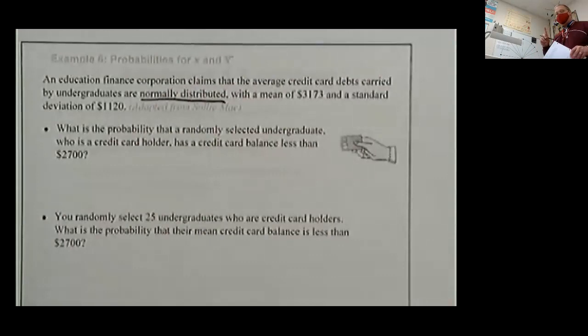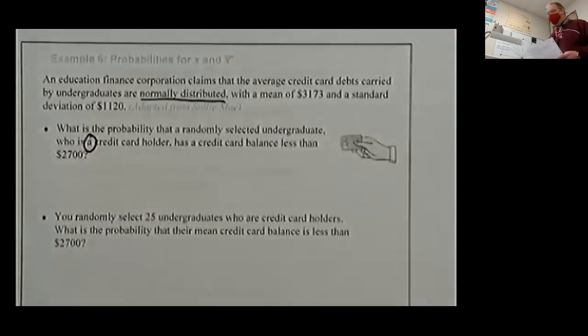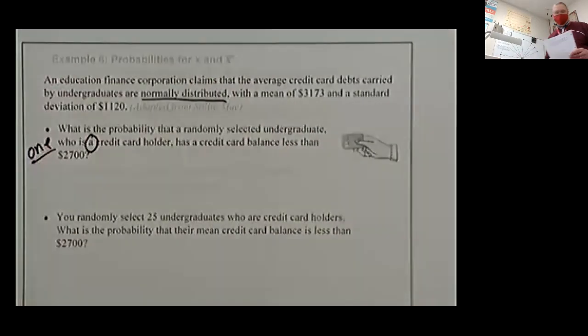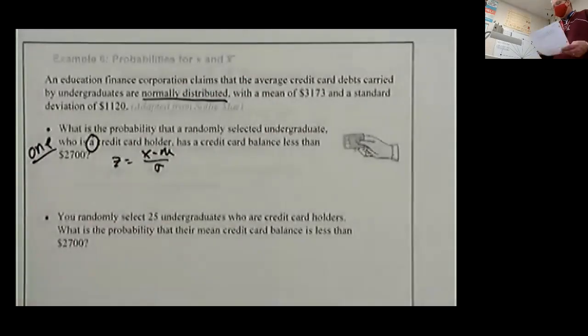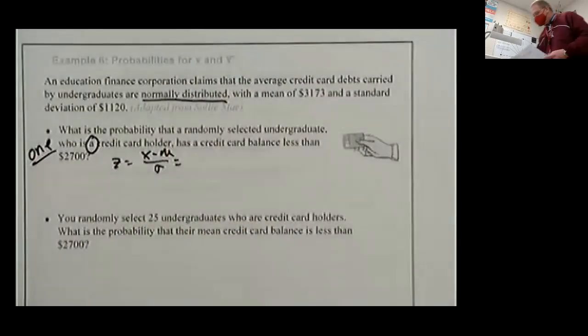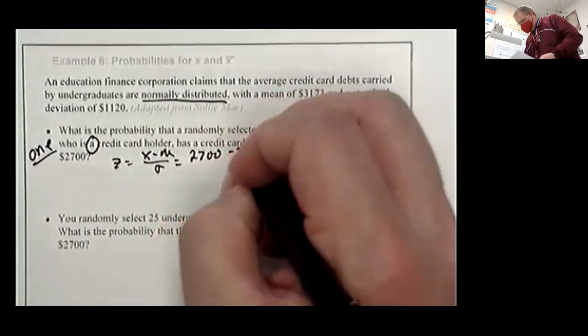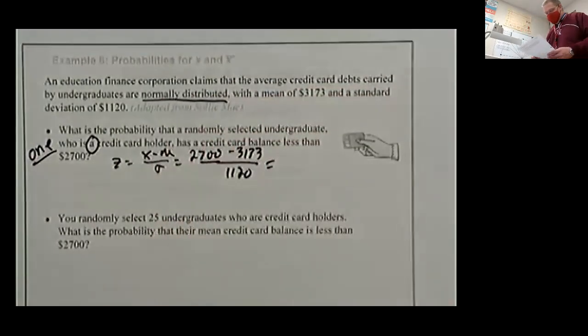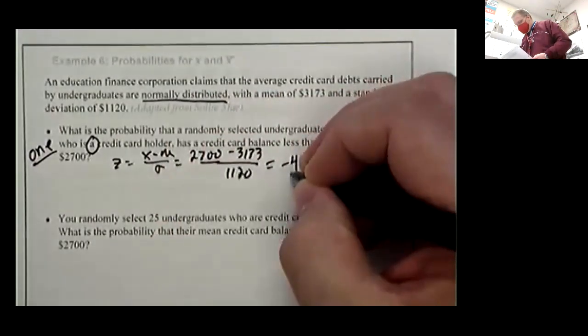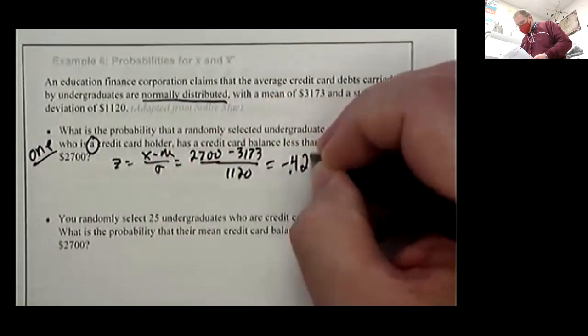Are we picking a person or are we picking a group? When it says A, we are picking one. So we're picking one person here. That means we're back to what we did in lesson 5.2. So our Z-score is just X minus the mean over sigma. Really, it's divided by the square root of 1, but that's just the same thing. That is 2,700 minus 3,173 divided by 1120, our standard deviation. And that gets us a Z-score of negative 0.4223.